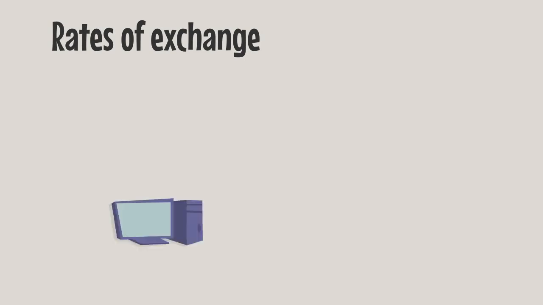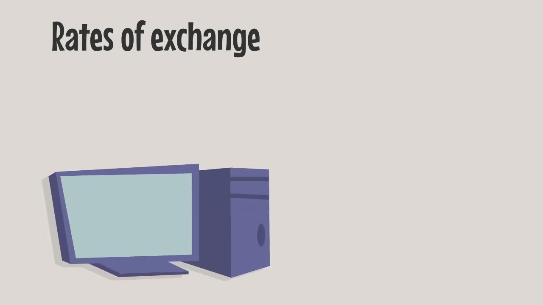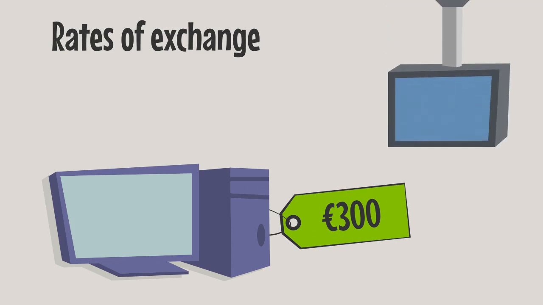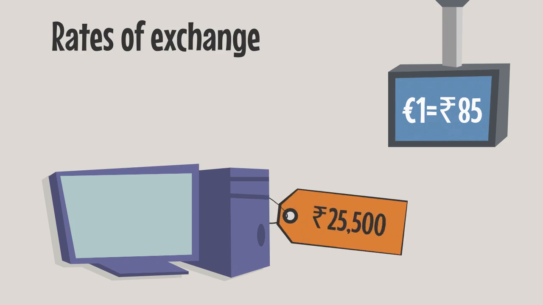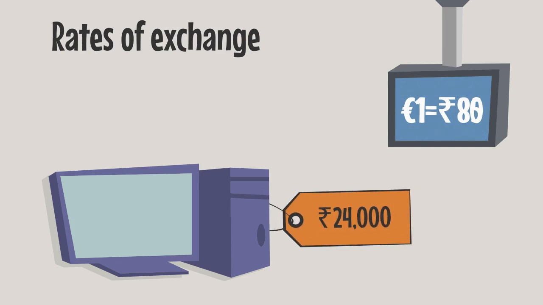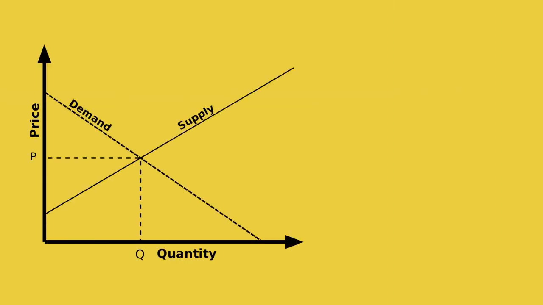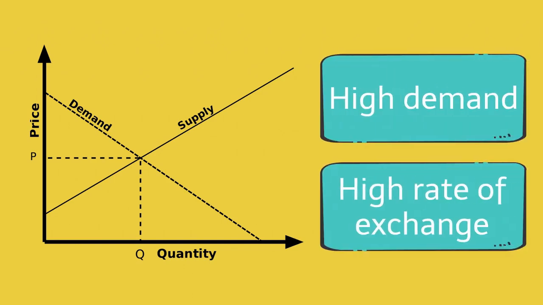For example, if someone in India is importing computers from Germany and the cost of the computer is 300 euros, while the rupee to the euro exchange rate is 85, that means that it costs 85 rupees to buy 1 euro. The computer will cost 25,500 rupees. However, if the exchange rate is 80 rupees to 1 euro, the cost will be 24,000 rupees. Rates of exchange work in a similar manner to prices associated with demand for goods. The greater the demand, the higher the rate of exchange.